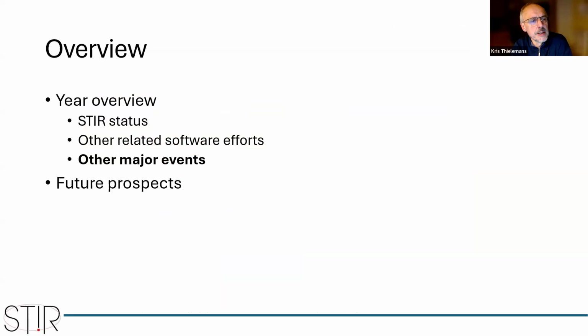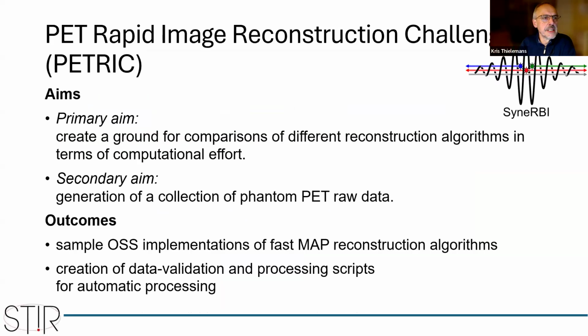Last item for the looking backwards is the major event. So we have organized via our Synergy network a rapid image reconstruction challenge for PET data, so PET-RIC. That has now concluded. I did talk about this in the previous STIR users meeting. So for those who don't know, we set up, we wanted to use all our open source efforts to be able to compare different reconstruction algorithms fairly.